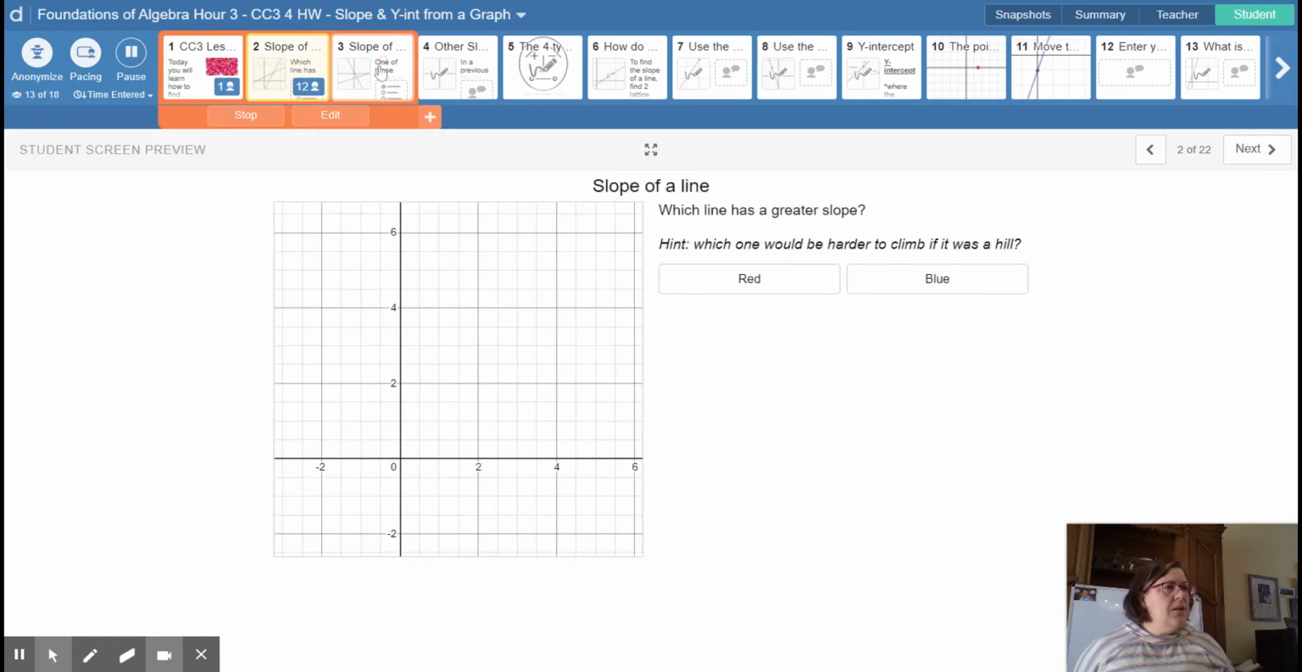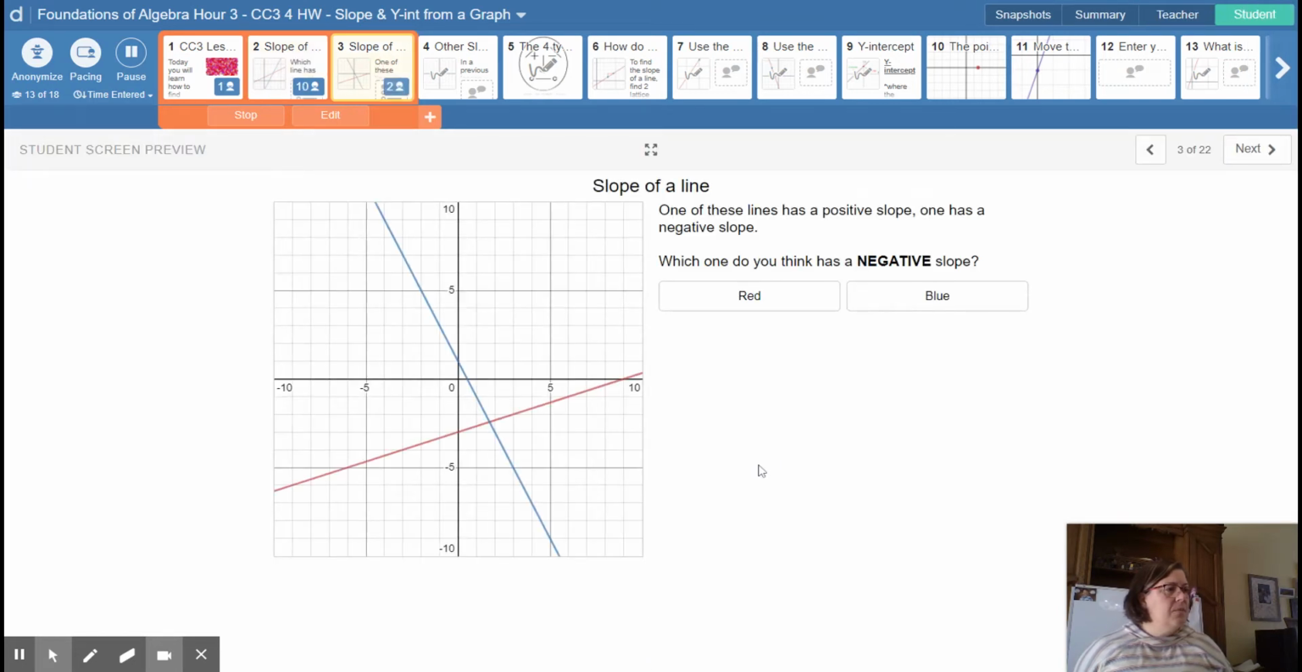All right, take a look at slide 3. We talked also very briefly about positive and negative slope. Again, as you're starting on the left-hand side of each line, which one do you think would have a negative slope? Do you think it's the red one, or do you think it's the blue one?